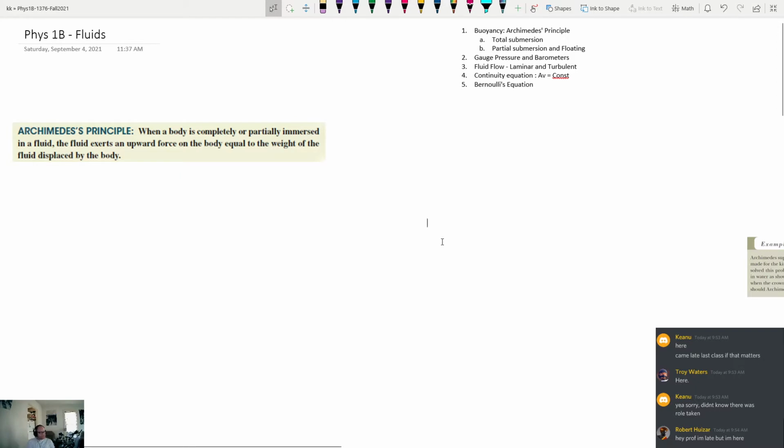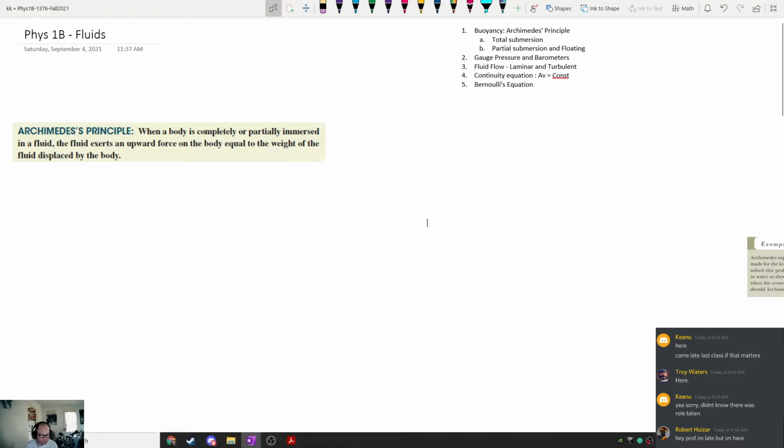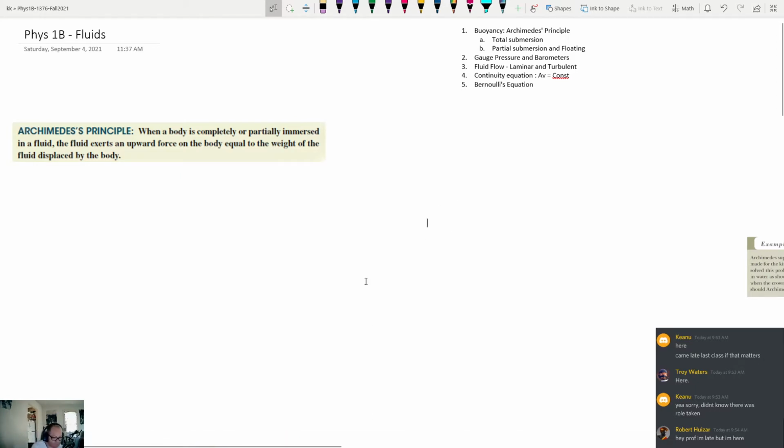Okay, this is Physics 1B for September the 8th, the first hour. Today we're going to be finishing up our discussion of statics, which means we're going to be talking about Archimedes' Principle, buoyancy, the idea of how things float. We'll look at objects that are fully submerged, so fully underwater, and objects that are partially submerged. And then we'll talk about gauge pressure and barometers, and how barometers work, what a barometer is.